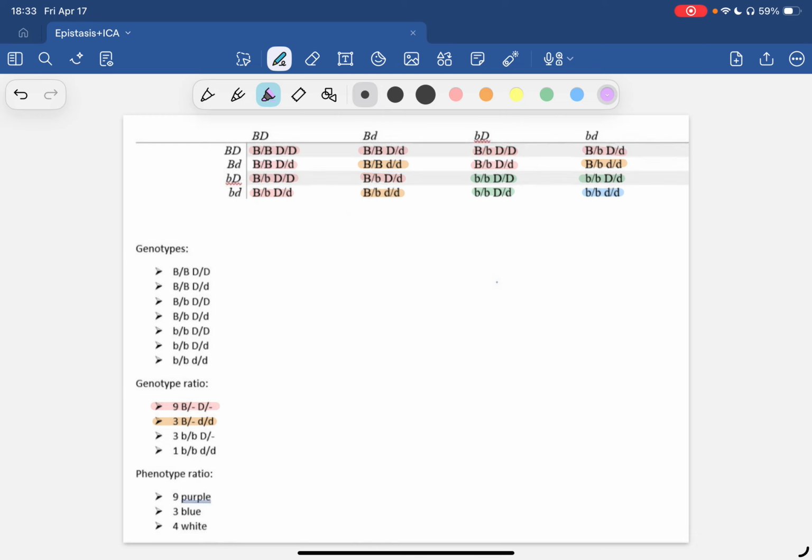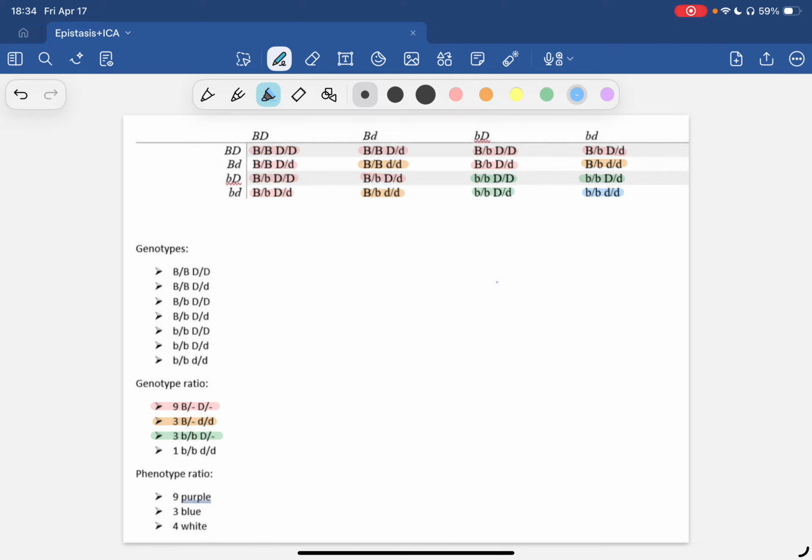And then you have 3 that are represented by one functional copy of the B gene, but you have a mutated copy of the D gene represented by little d, little d. So that is in orange. And then you have green, which is also represented by that other 3. You have a non-functional copy of the B gene. However, you have one good functional copy of the D gene, so that D dash can be represented by big D, little d, or heterozygous individual, or a homozygous dominant, big D, big D.